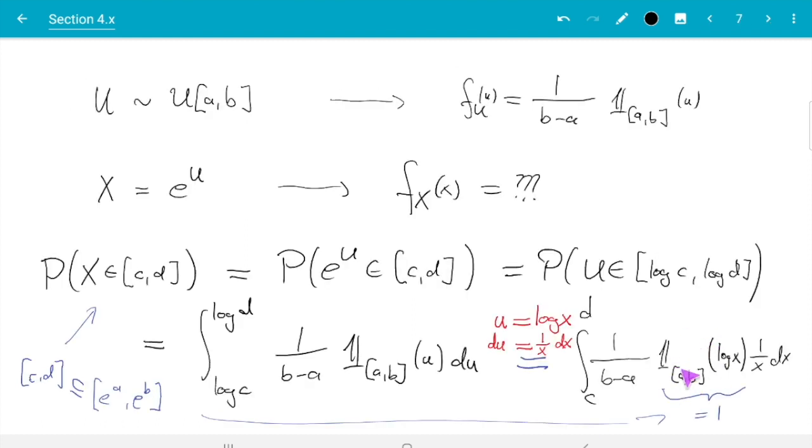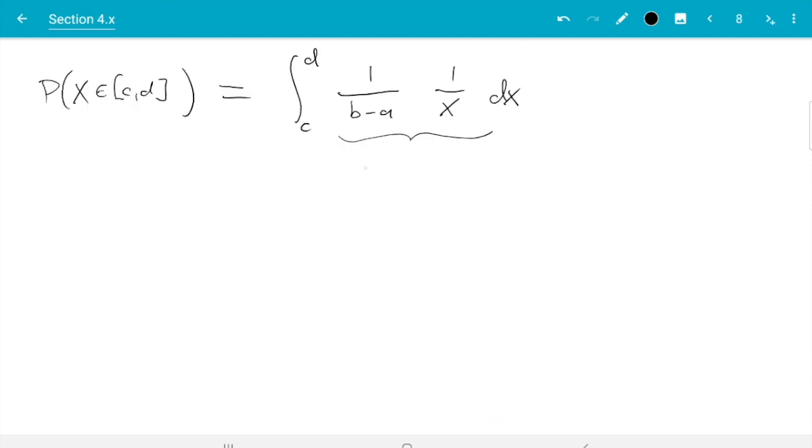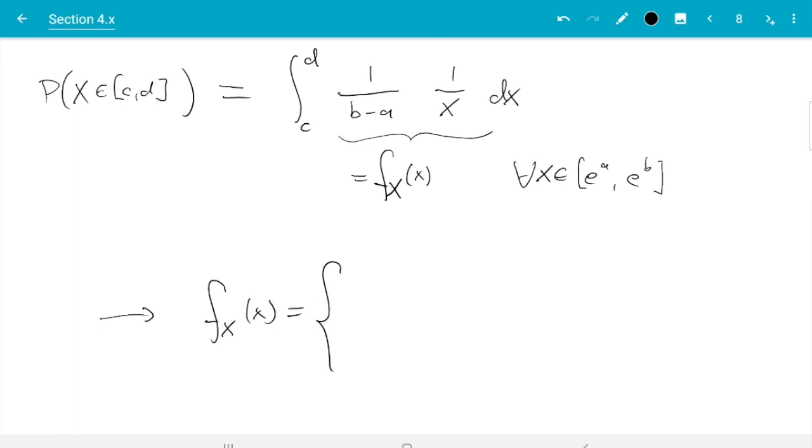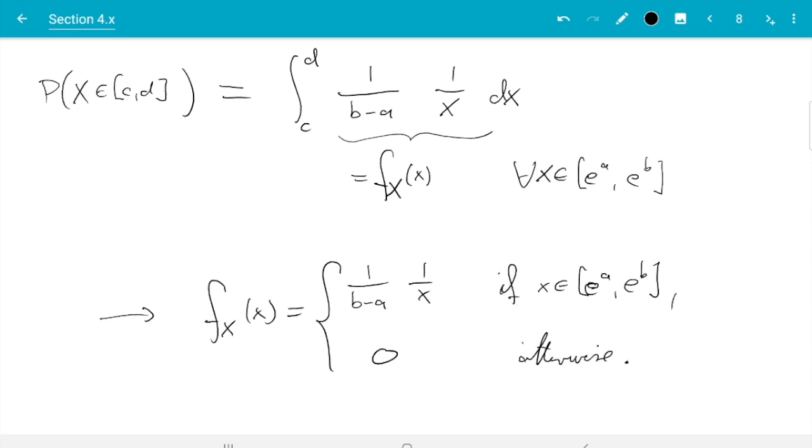Here I left out the indicator function because for our c and d that is 1. And then we see that here must be f_X of x for all x in, and now the smallest value we are allowed would be e to the a up to e to the b. So that gives us f of x inside the set of allowed values, and outside we know it's 0 because we are never going smaller than e to the a and never going larger than e to the b. So we have 1 over b minus a times 1 over x for all x in e to the a up to e to the b, and 0 otherwise. That's right. So that's what we need to do in R.